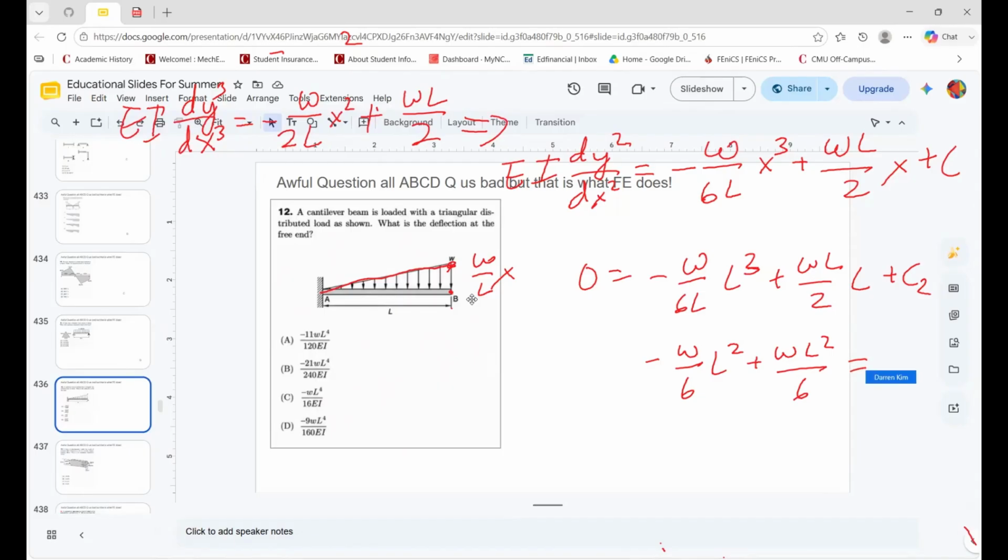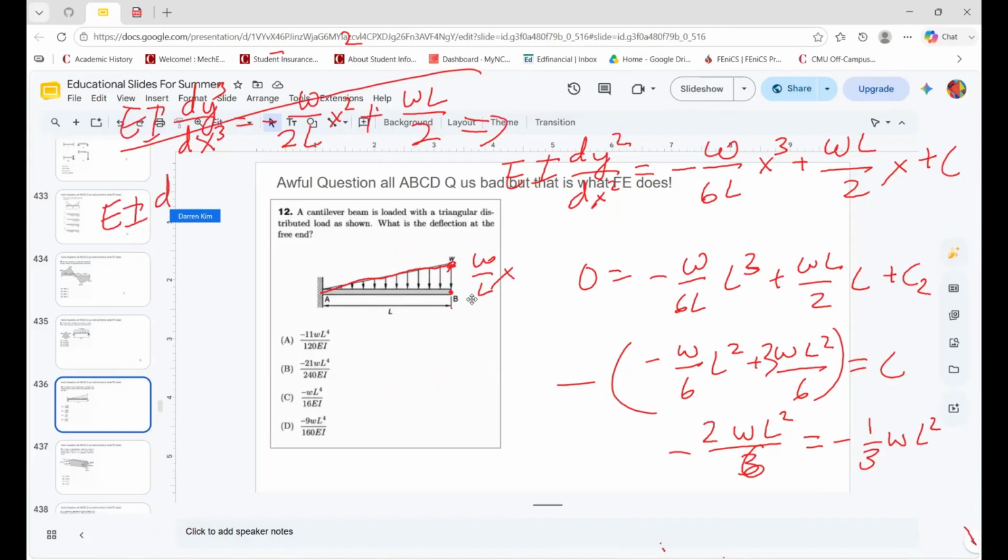And then we have C equal with the minus over here. I think I have to do this by hand, unfortunately. So let's get this out of the way. I think I get 2L squared divided by 6, which equals negative 1 divided by 3 omega L squared. So that implies this one over here we can delete now, it doesn't matter. d²y/dx² equals negative omega divided by 6L.